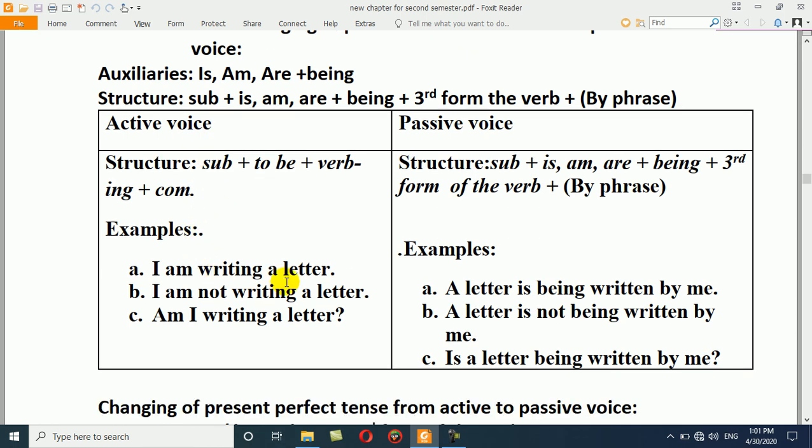Example: I am writing a letter. I am not writing a letter. Am I writing a letter? Or he is studying a book. They are playing football, and so on.